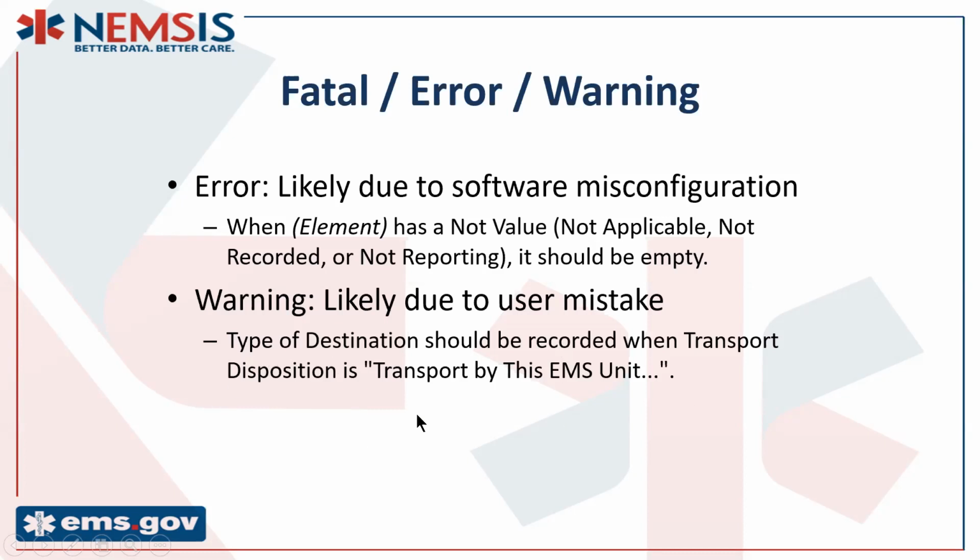So for example, type of destination should be recorded when the transport disposition is transport by the EMS unit. That's something that the user may have indicated that they transported and then left the type of destination blank, and that's going to come through as a warning, not an error. The feedback and request from states was that they would rather be more lenient and receive more data than to have to reject data and not even have it in their database at all.